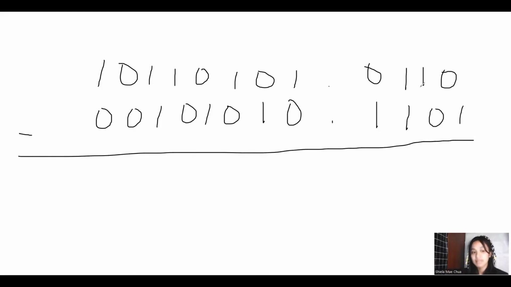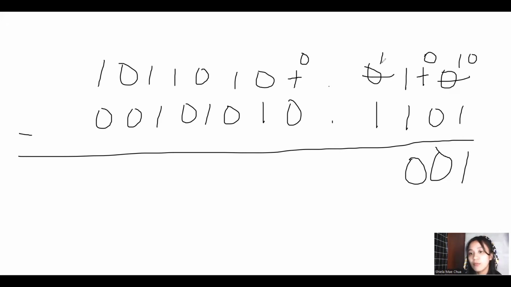Okay. 0 minus 1 cannot be. We borrow from 1, it will become 0 and 1, 0. 1, 0 minus 1 is 1. 0 minus 0 is 0. 1 minus 1 is 0. 0 minus 1. We will borrow from the next column because we can't subtract 1 from 0. So it will become 0 and it will become 1, 0.